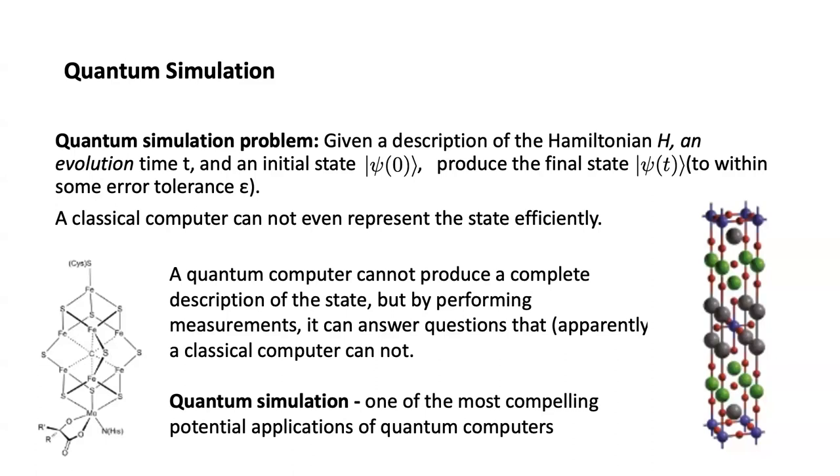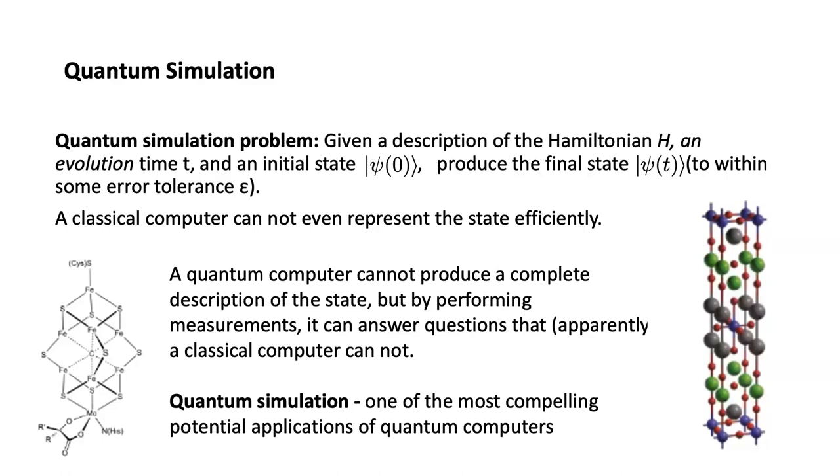So what is the quantum simulation problem that would play such a big role in advancing the field? It is the following. Given a description of a physical system, and by this, as a mathematician, we mean given a description of a Hamiltonian, because the Hamiltonian describes the physics of the problem. And given a Hamiltonian, an evolution time t, and an initial state psi_0, the goal of quantum simulation is to produce the final state. And do you have to produce it explicitly? Well, within a certain error tolerance, let's say epsilon.